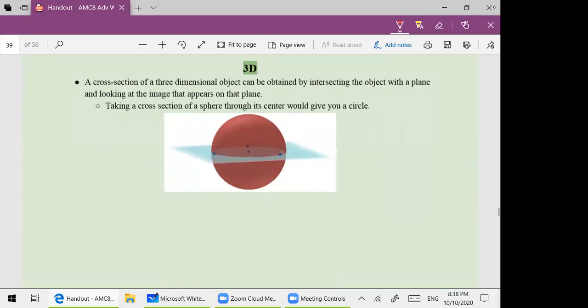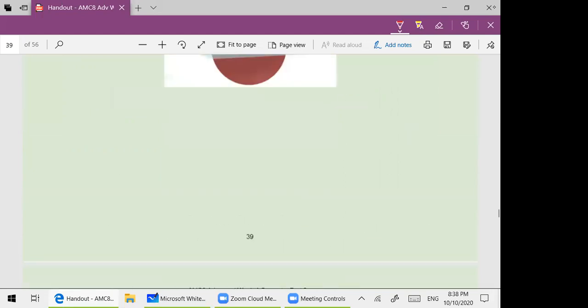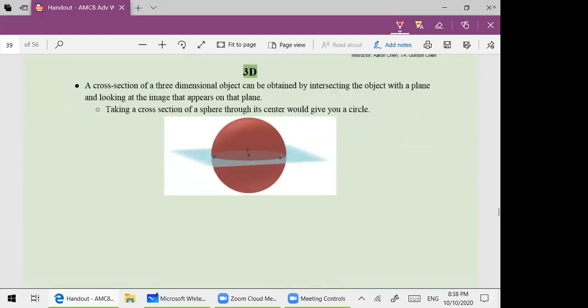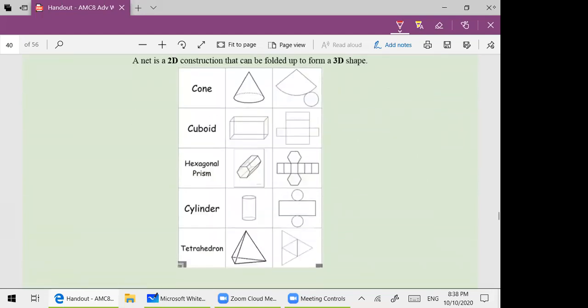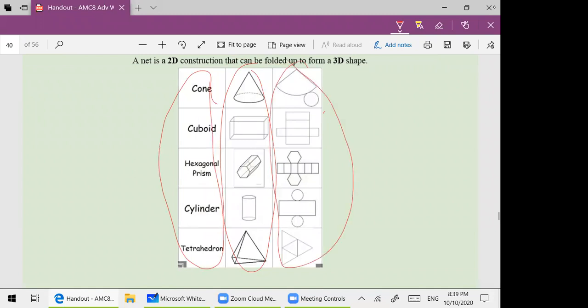Okay, on to the final topic for today, which is 3D geometry. One common method of solving 3D geometry is by taking a plane that crosses the object and looking at the image on the plane. Another way is a net, a 2D construction that can be folded up into a 3D shape. Here are some common 3D polyhedrons, this is what they look like, and these are some possible nets for them.